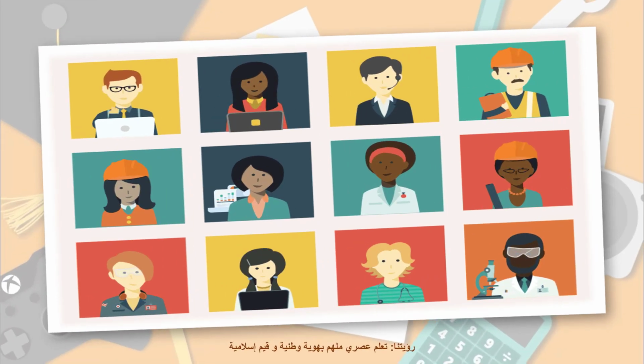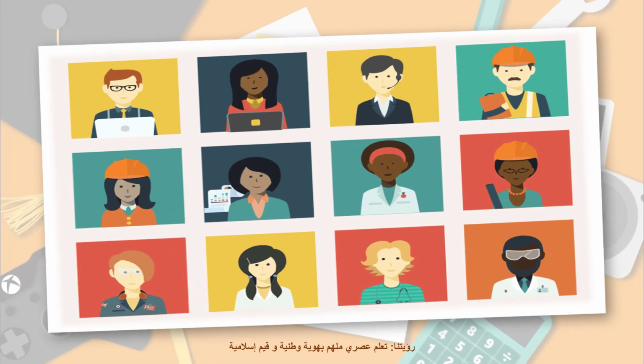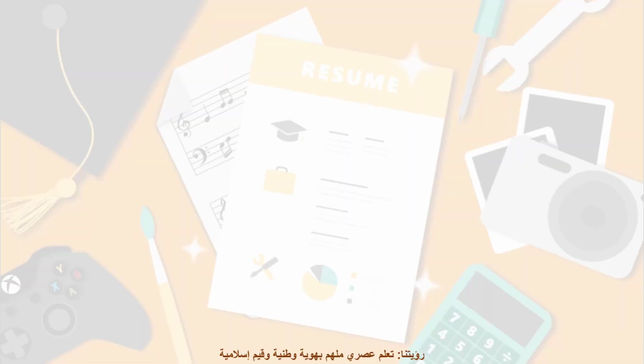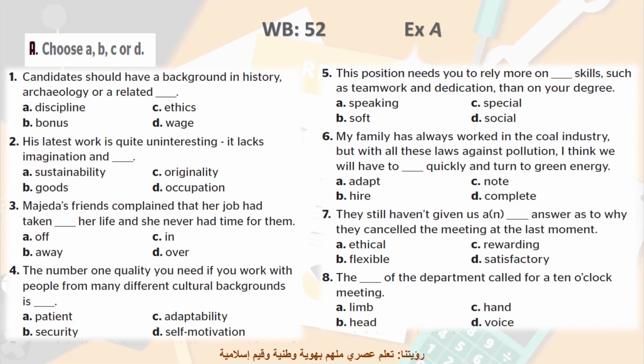First of all, let's check your homework. So open your workbooks, page 52, to check exercise A. Your homework was to choose the correct answer in 8 sentences. Of course, all the words here are related to the theme of jobs and work. And we have studied them yesterday, but actually it wasn't in detail because it was a reading task.